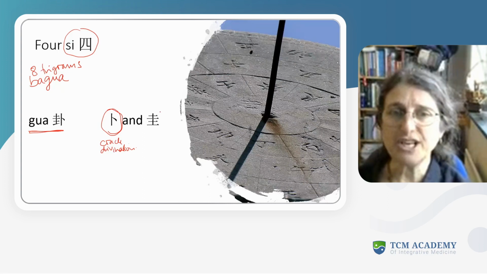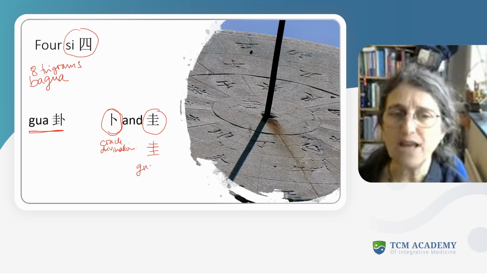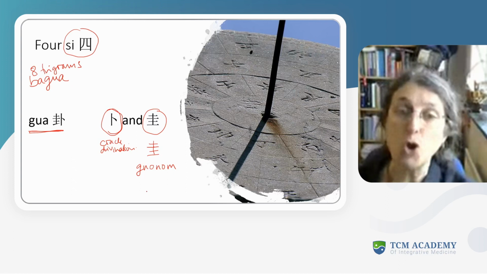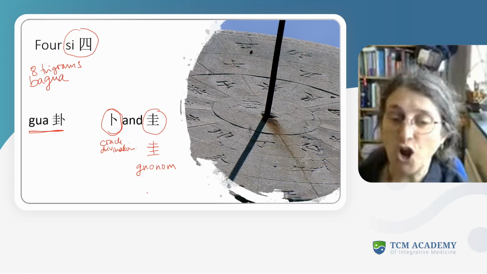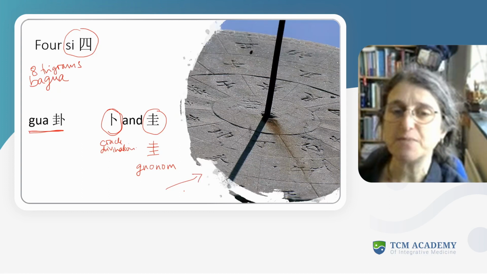And then this, which looks like 2 soils, one on top of each other, actually means a thing called a gnomon, which is probably pronounced gnomon, but I'm saying gnomon because it's just such an awkward word. And what the hell is a gnomon? It's a sundial stick, and that's why I put this picture here. This is a sundial stick.